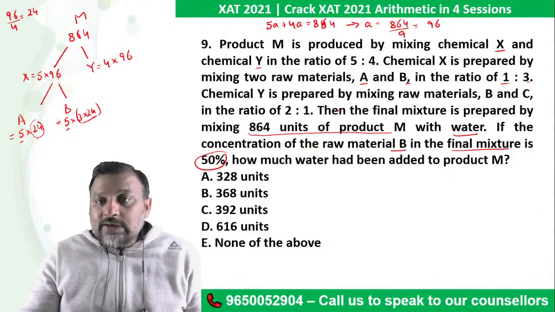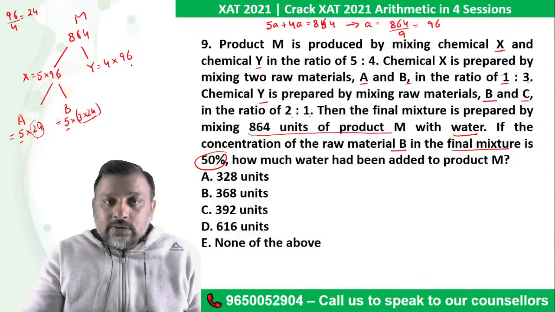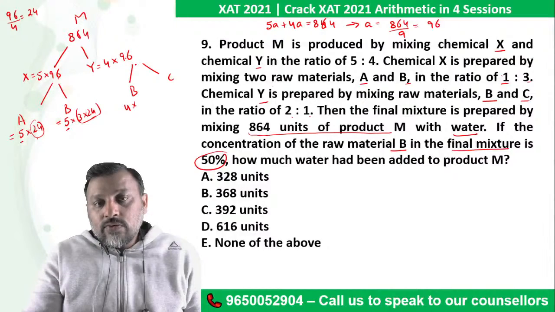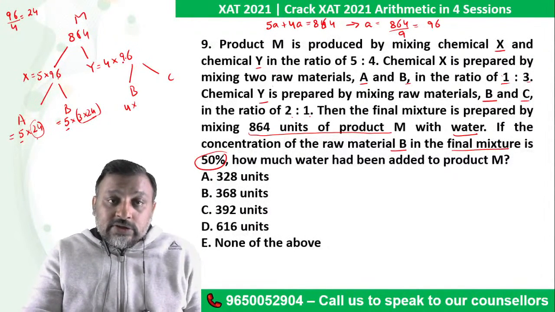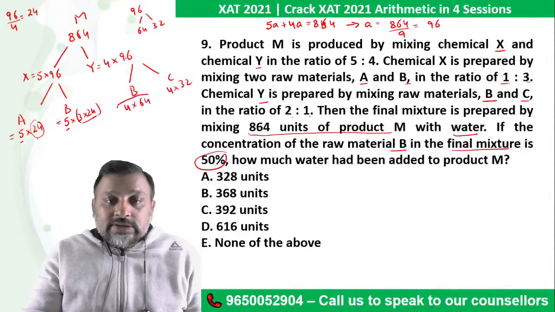Now here it is given that in Y, the ratio of B and C is 2:1. So B is 2 parts of this. So B would be 2 parts, which is 72. Okay, no, which is 64. If I divide 96 in the ratio of 2:1, it is 64 and 32. So B would be 4 times 64, while C would be 4 times 32. So this is the amount of B in M.